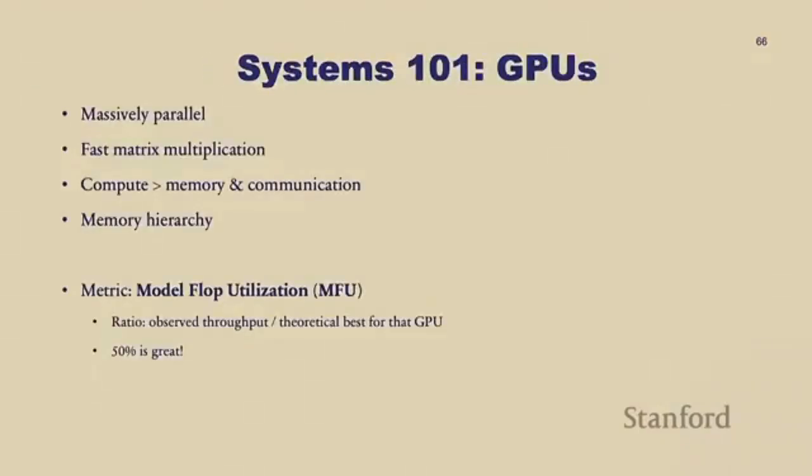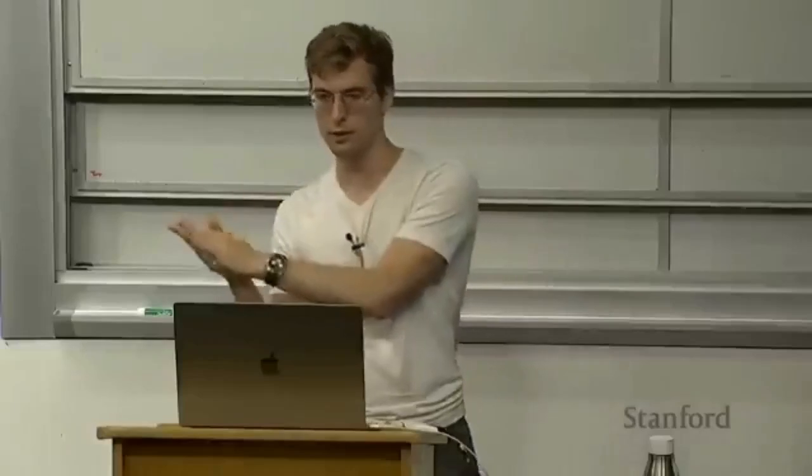I told you about the fact of communication. The metric that people usually look at is model flop utilization. It's the number of observed throughput divided by the theoretical maximum, the number of flops that the GPU could use per second. In general, if you reach 50%, you're very happy. For example, Facebook's Llama was at 45% or something like this.